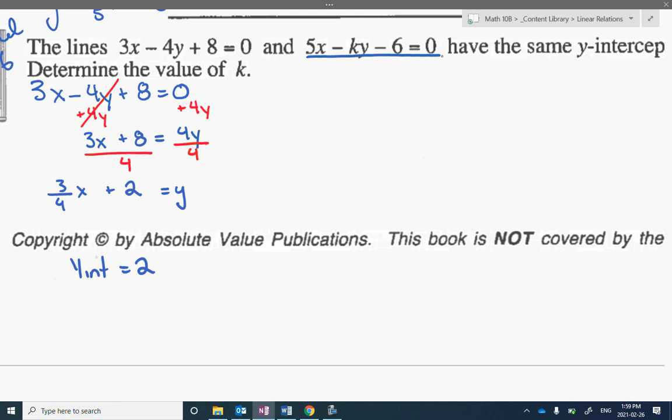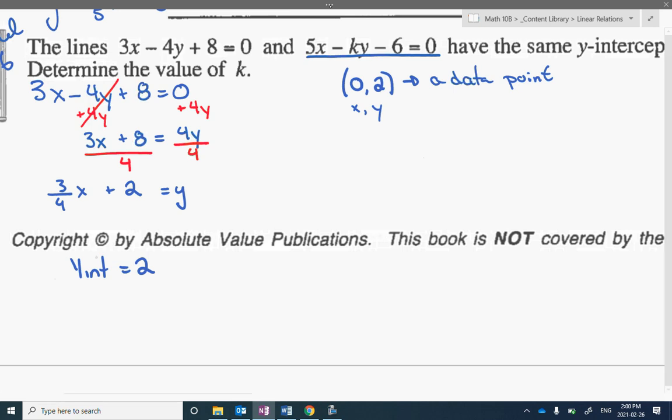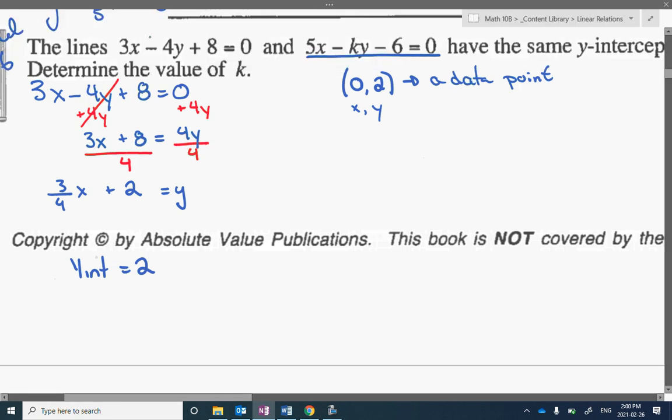It's at +2, but we also know we have a point then at 2 and 0. Sorry, I said that backwards. At 0 and 2, right? So we have a data point. Or I have a value for x and y now. So you can plug that into that second equation, and then we're left with only one variable.